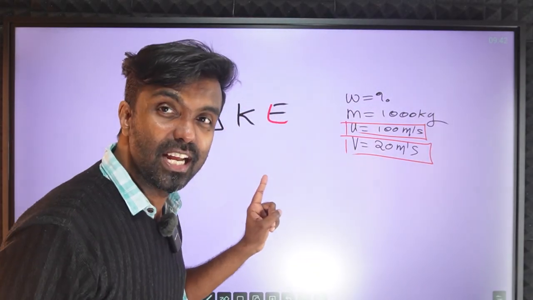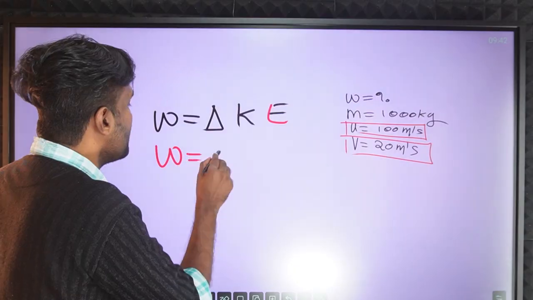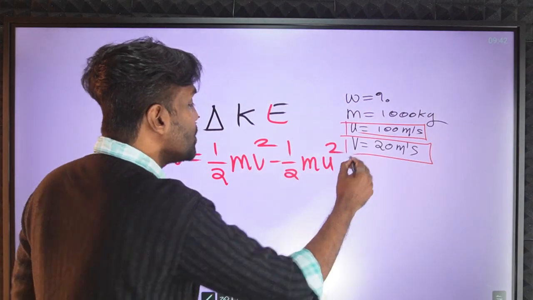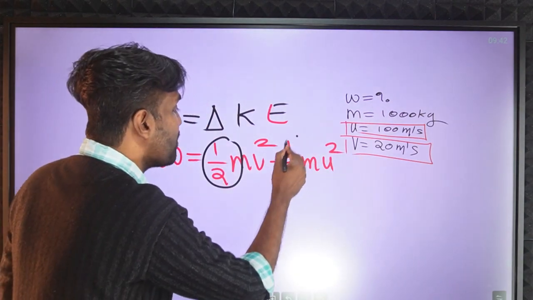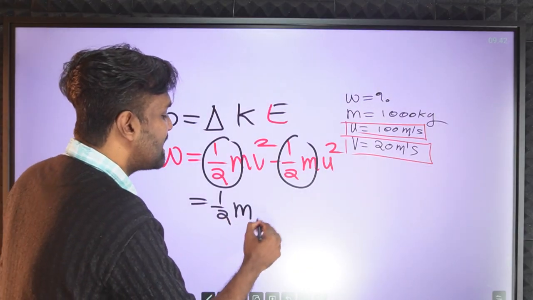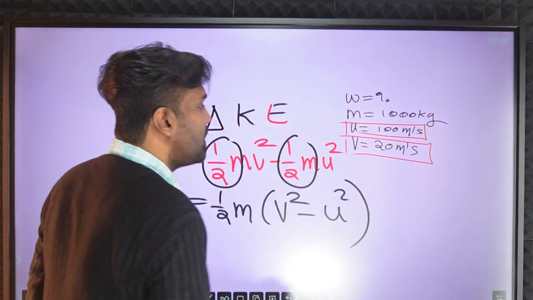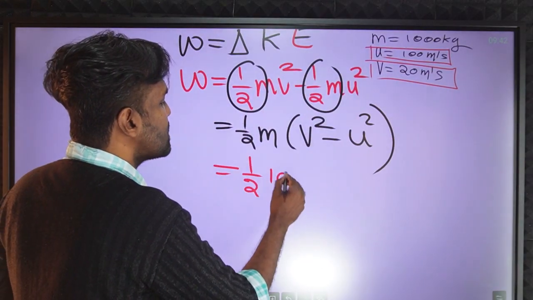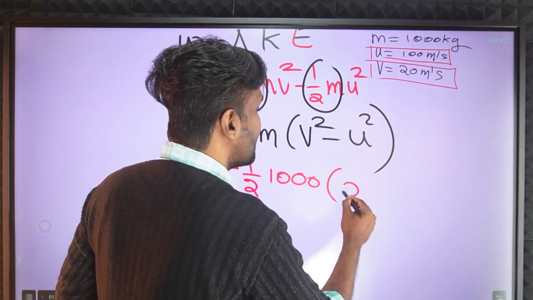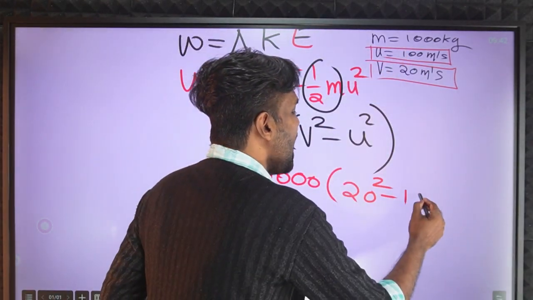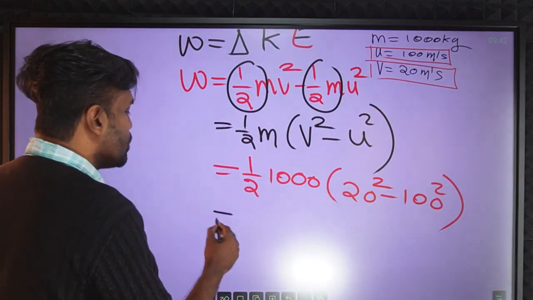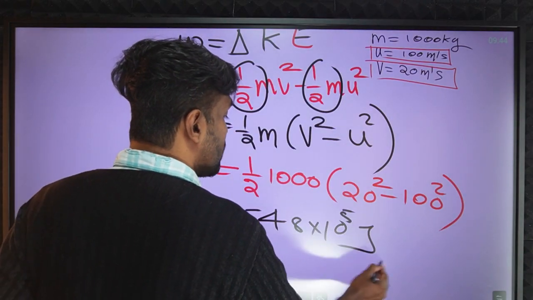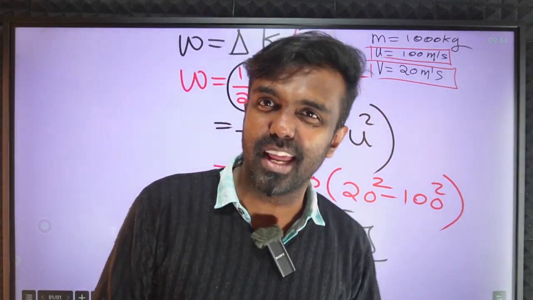The work done will be taken as the change in kinetic energy, and W equals, guys, half m v square minus half m u square. Please take half m as common, and half m again, then in bracket v square minus u square will be there. Please put all these values over here: the mass you have is 1000, and v here is 20 square minus u is 100 square, guys. By calculating you should get the answer as minus 40 into 10 raised to 5 joule, guys. That's your answer. This work done here is negative, guys.